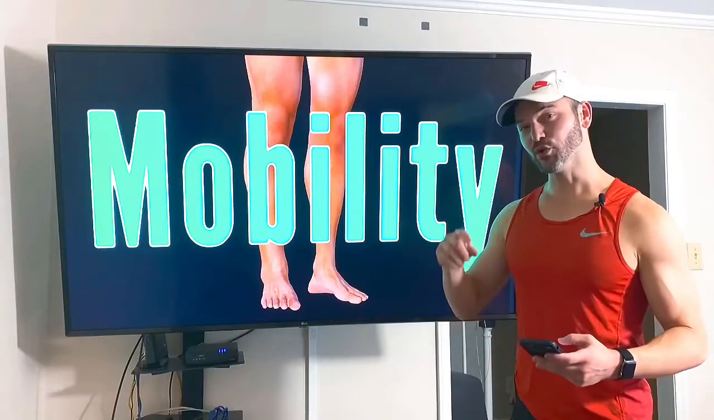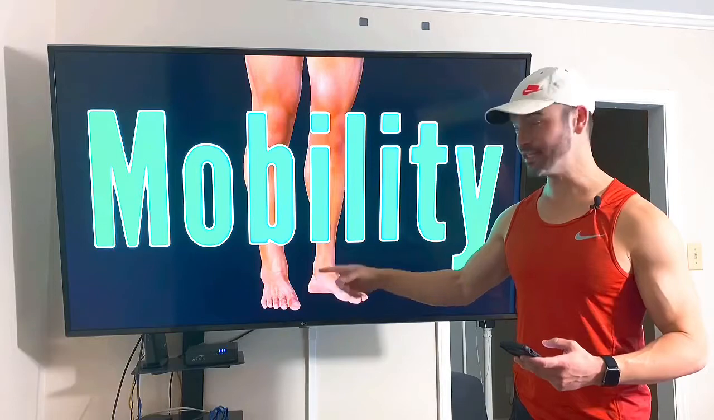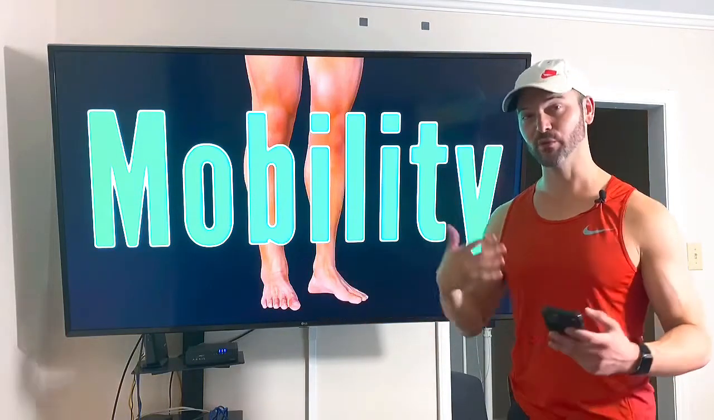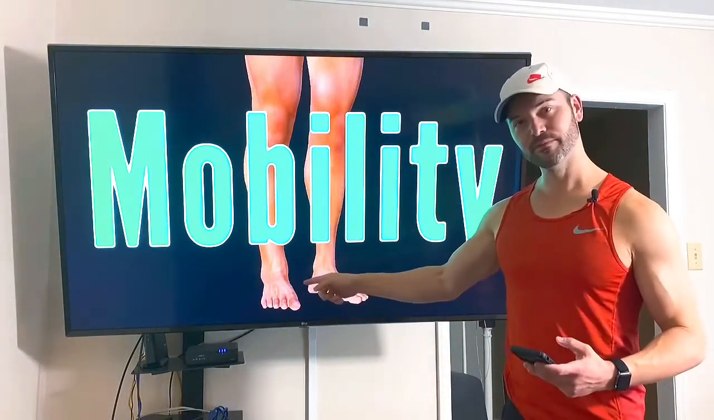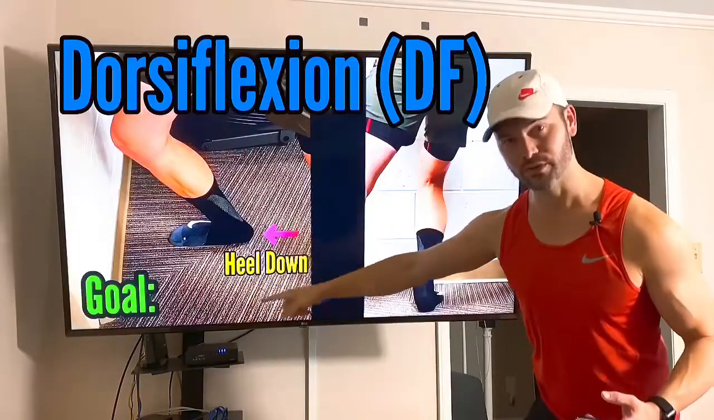Would you believe me if I told you that ankle range of motion, particularly ankle dorsiflexion, is the number one cause of running related injuries? One culprit, two separate different causes. What is this motion? It's called ankle dorsiflexion.